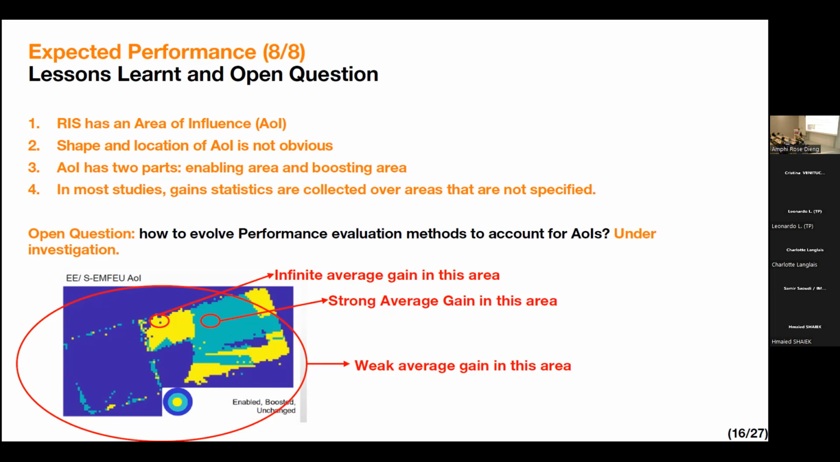Okay, and the problem with statistical methods is to take into account this. Can you tell where you are assessing the technology compared to the area of influence? Can you tell it? It's not meaningful to assess it on these two small areas or two large areas. It makes no sense. So we believe it's an open question on how to assess this technology, okay? The methods are here, but they are not perfectly suited for the problems.